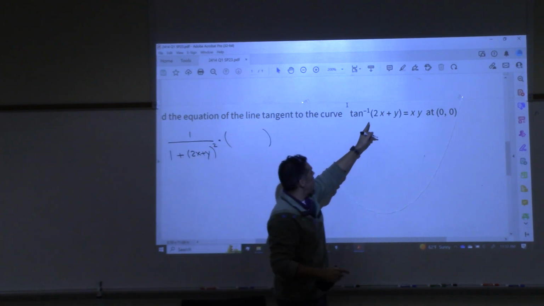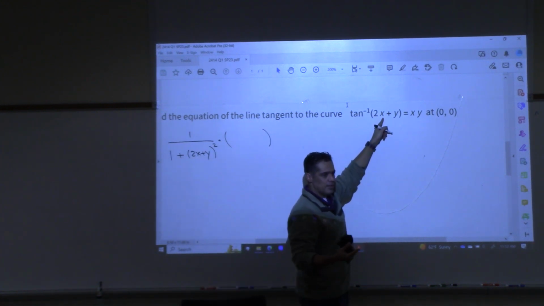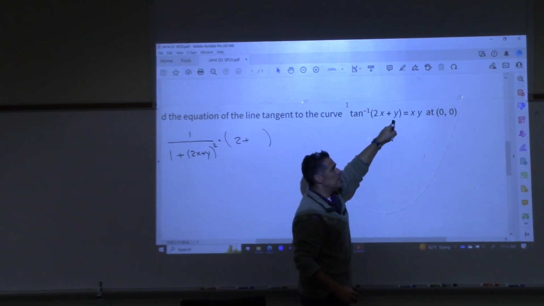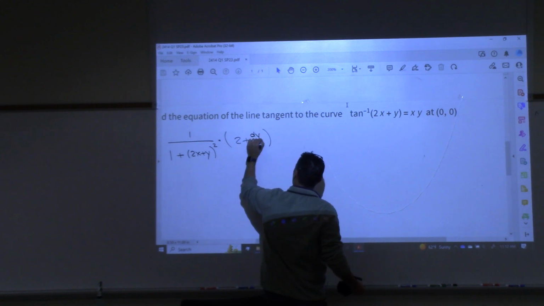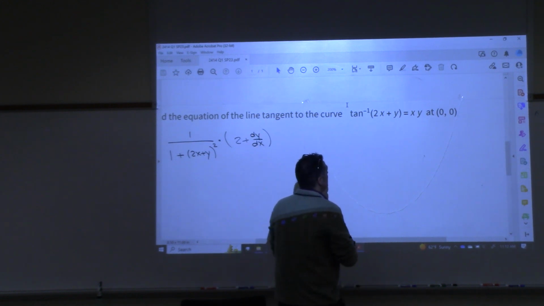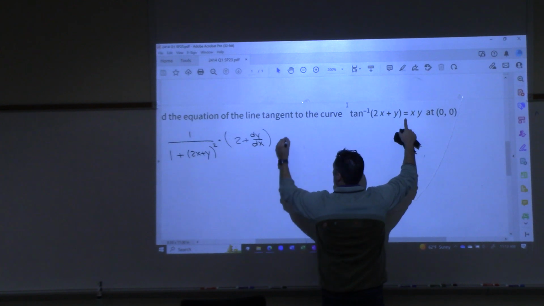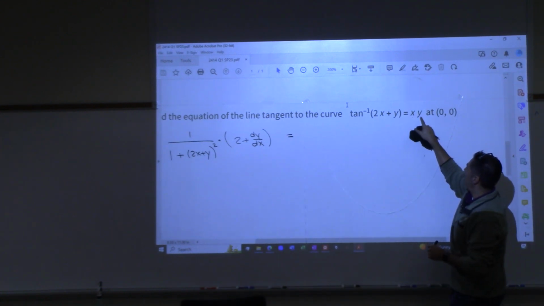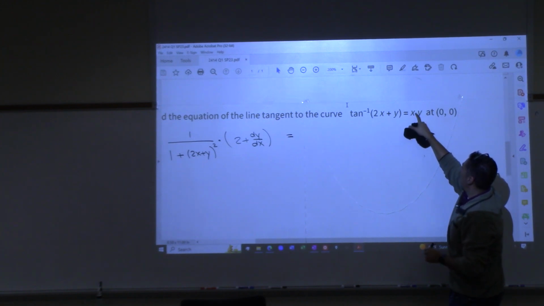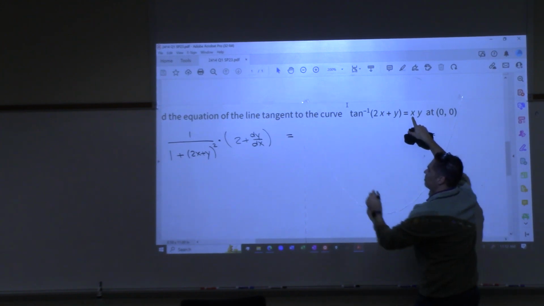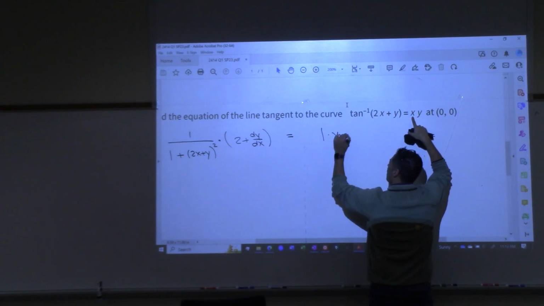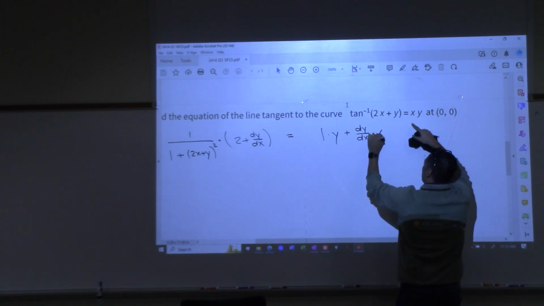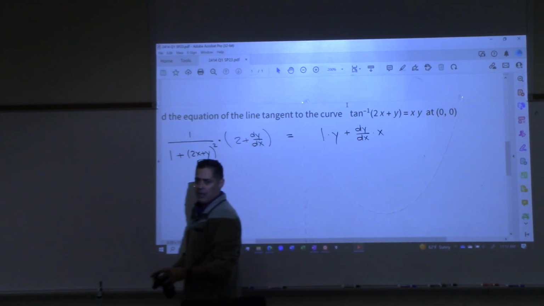The derivative of 2x with respect to x is just 2, plus the derivative of y with respect to x, which is dy/dx. You can also put y prime there, that's fine. That's done with the left side. Equals the derivative of the right side, which is a product rule: derivative of this times this plus derivative of this times this. So the derivative of x is 1 times y, plus the derivative of y, which is dy/dx, times x. That's your product rule, so that is your implicit derivative.